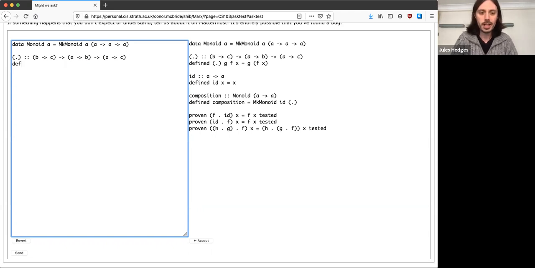So to define it, I need to use the second viewpoint. So I'm going to write compose g f x equals g of f of x. So I call first f, and then I call g on the result.